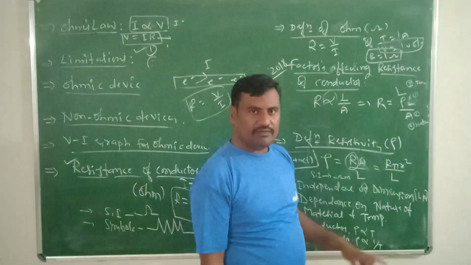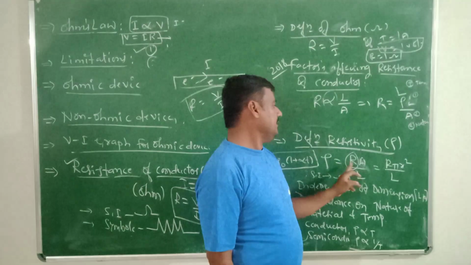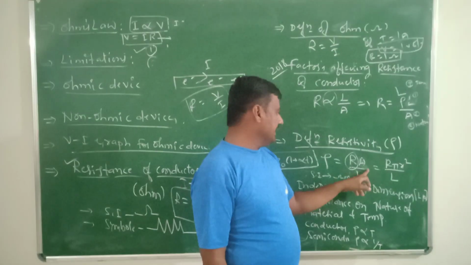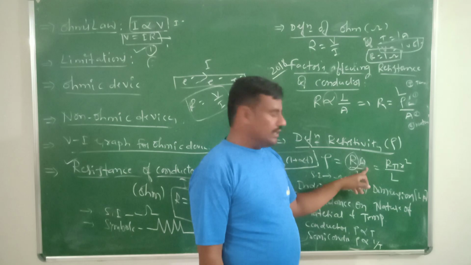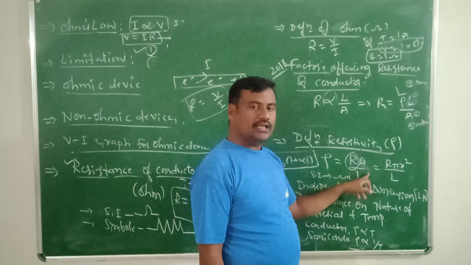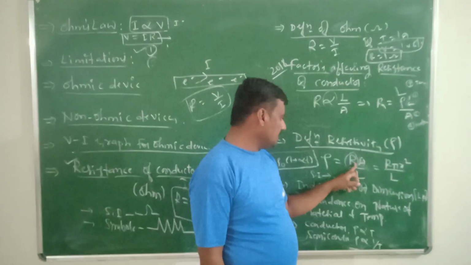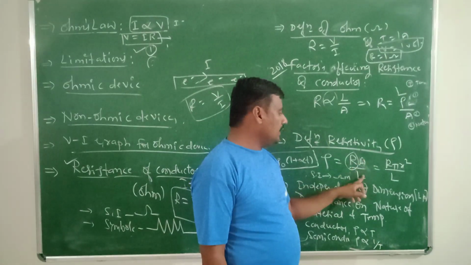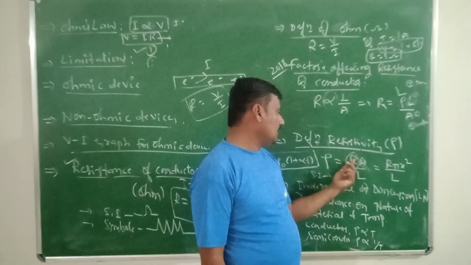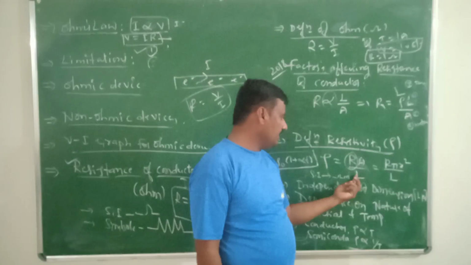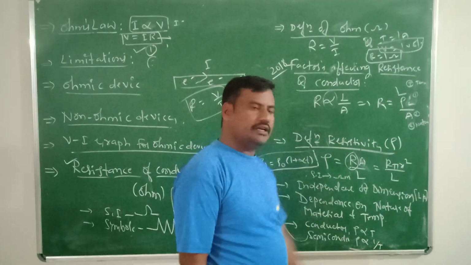Resistivity of a conductor is defined as the resistance offered by the conductor per unit length of the conductor per unit area of the conductor. Rho equal to R times A divided by L, and this gives R pi r square divided by L, right?